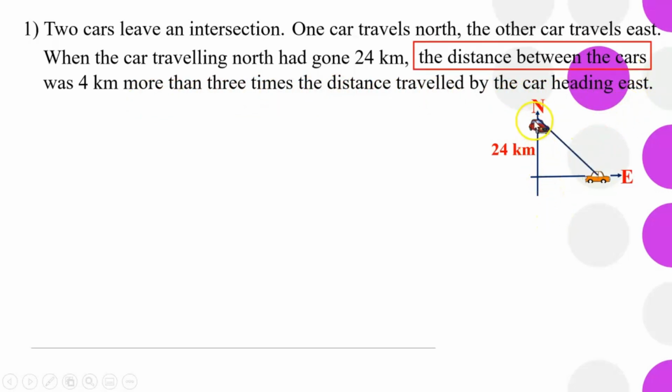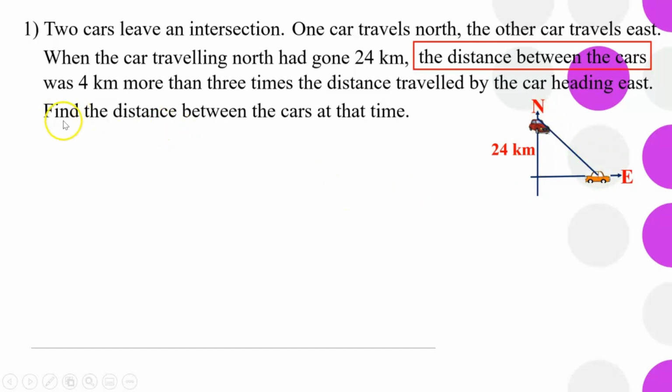The distance is going to be the diagonal distance between these two cars. The question says find the distance between the cars at that time. Let us say the distance traveled by the car heading east is x kilometers, and now we need to know the distance over here. That says 4 kilometers more than 3 times the distance traveled by the car heading east. So 3 times x plus 4. That is what we need to find.